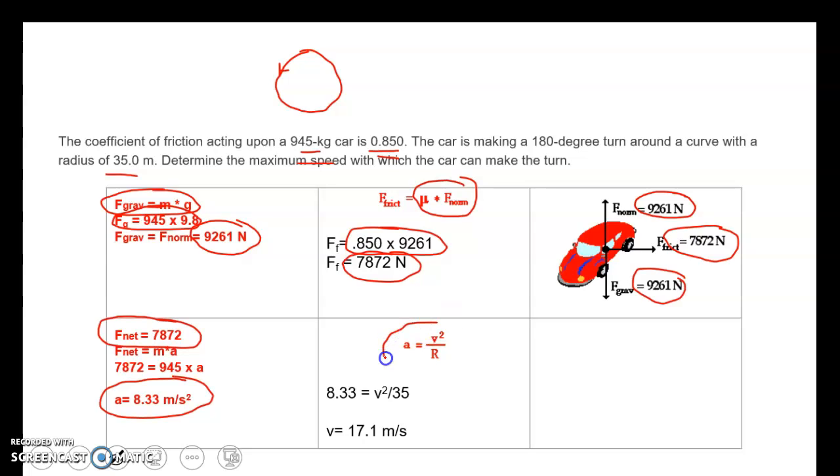Now we look at acceleration in a circle. Acceleration is v squared over r. Our acceleration is 8.33 and our r is 35. We just multiply a by r and then take the square root to find v, and we get 17.1 meters per second. And that's the velocity at the maximum speed. Going any faster, and your car would go off at a tangent and not stay on the road.